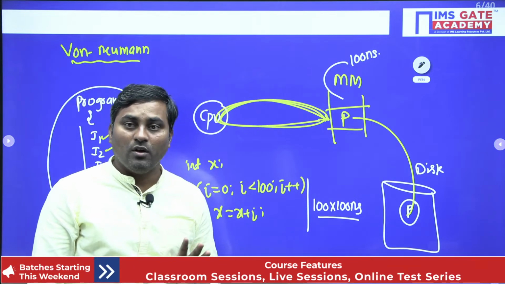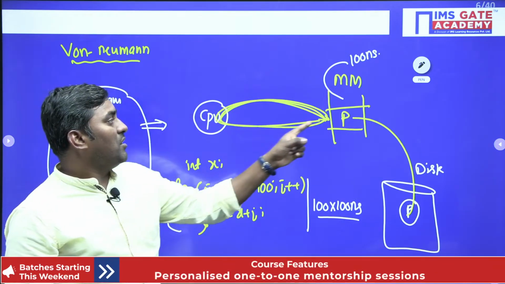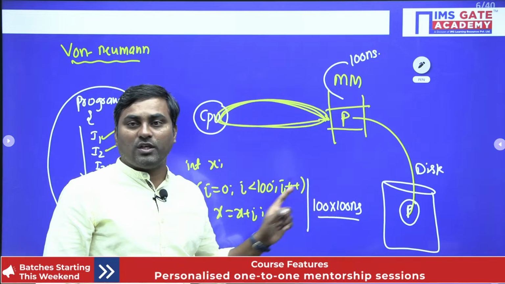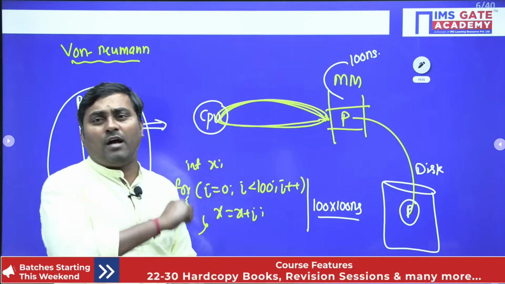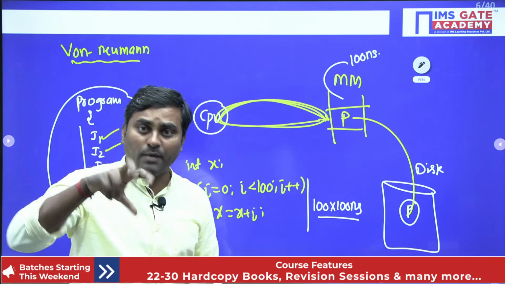This area only. Because of this area, you understand how much time is taken? 100 into 100 nanoseconds required, or not? Because the same thing is repeated 100 times here. So how can this time be reduced?